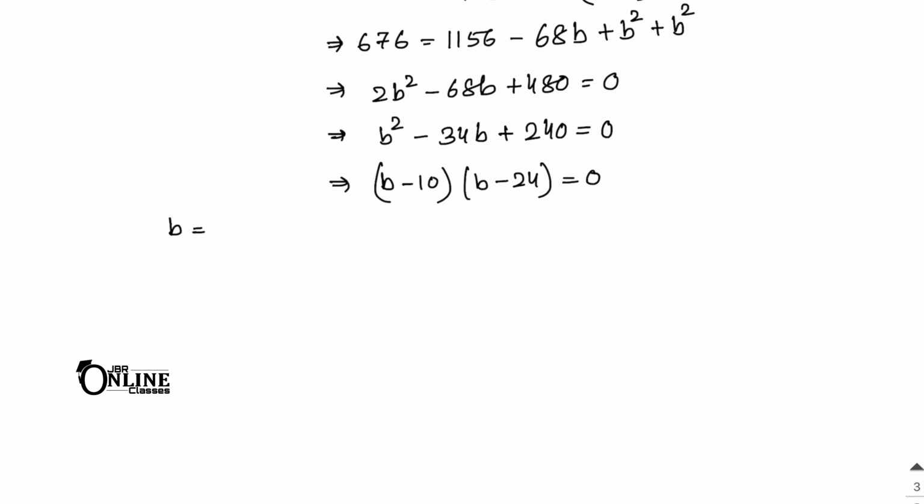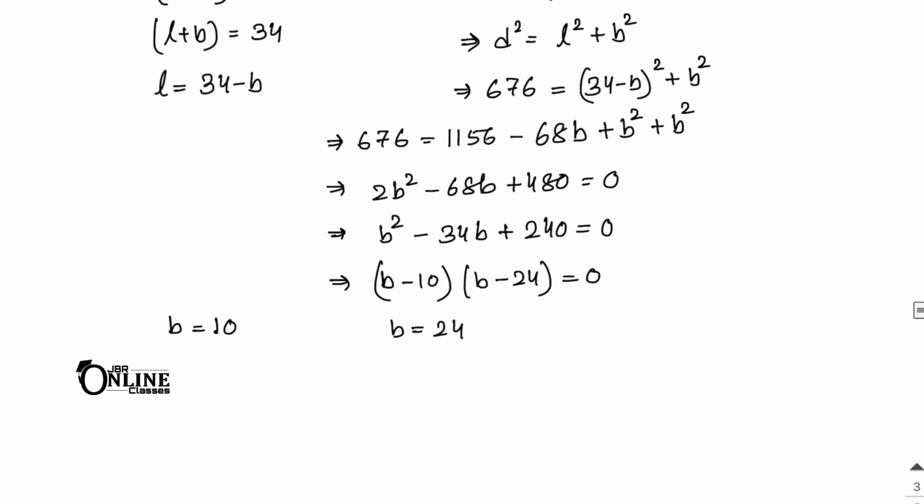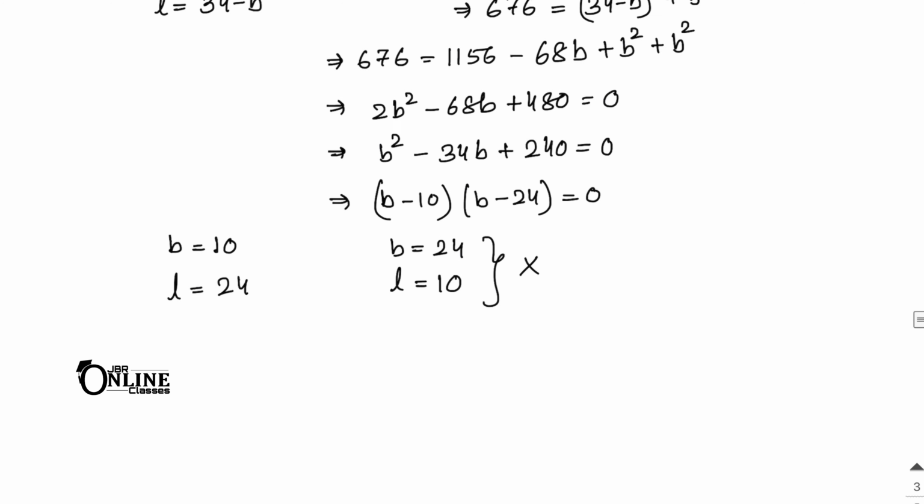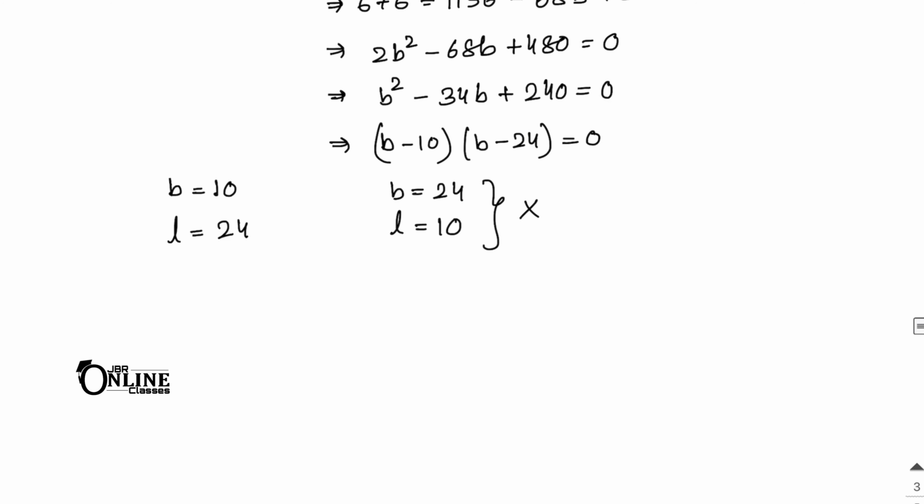So either B equal to 10 or B equal to 24. So as here if B equal to 10, the length equal to 34 minus 10, that is 24, and if B equal to 24, then length equal to here 10. This one is not possible because here in this case length is always greater than breadth. So your answer will be this one. Now you have to find out the area of this one. So 10 into 24, that equal to 240 centimeter square. Sorry, it's meter square, not the centimeter square.